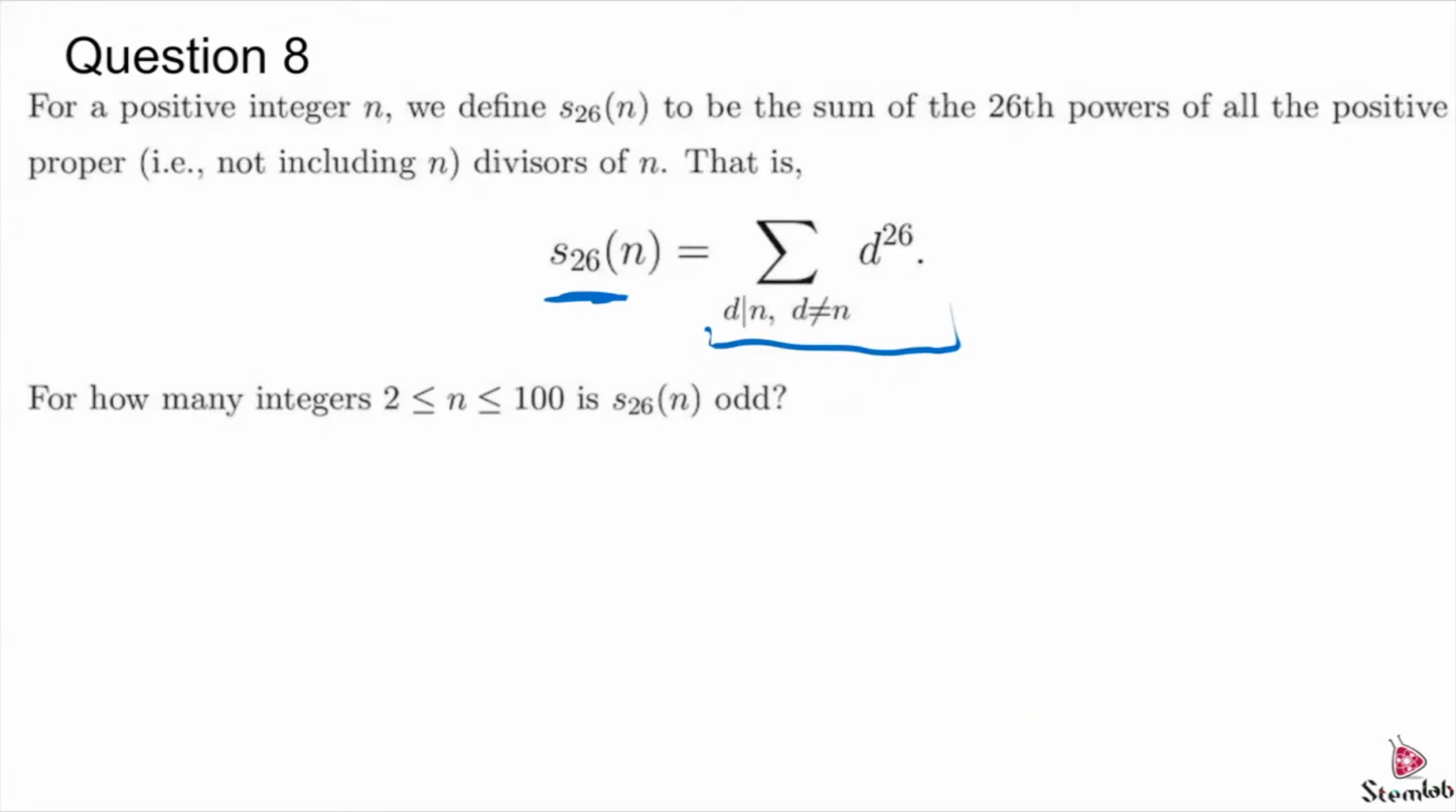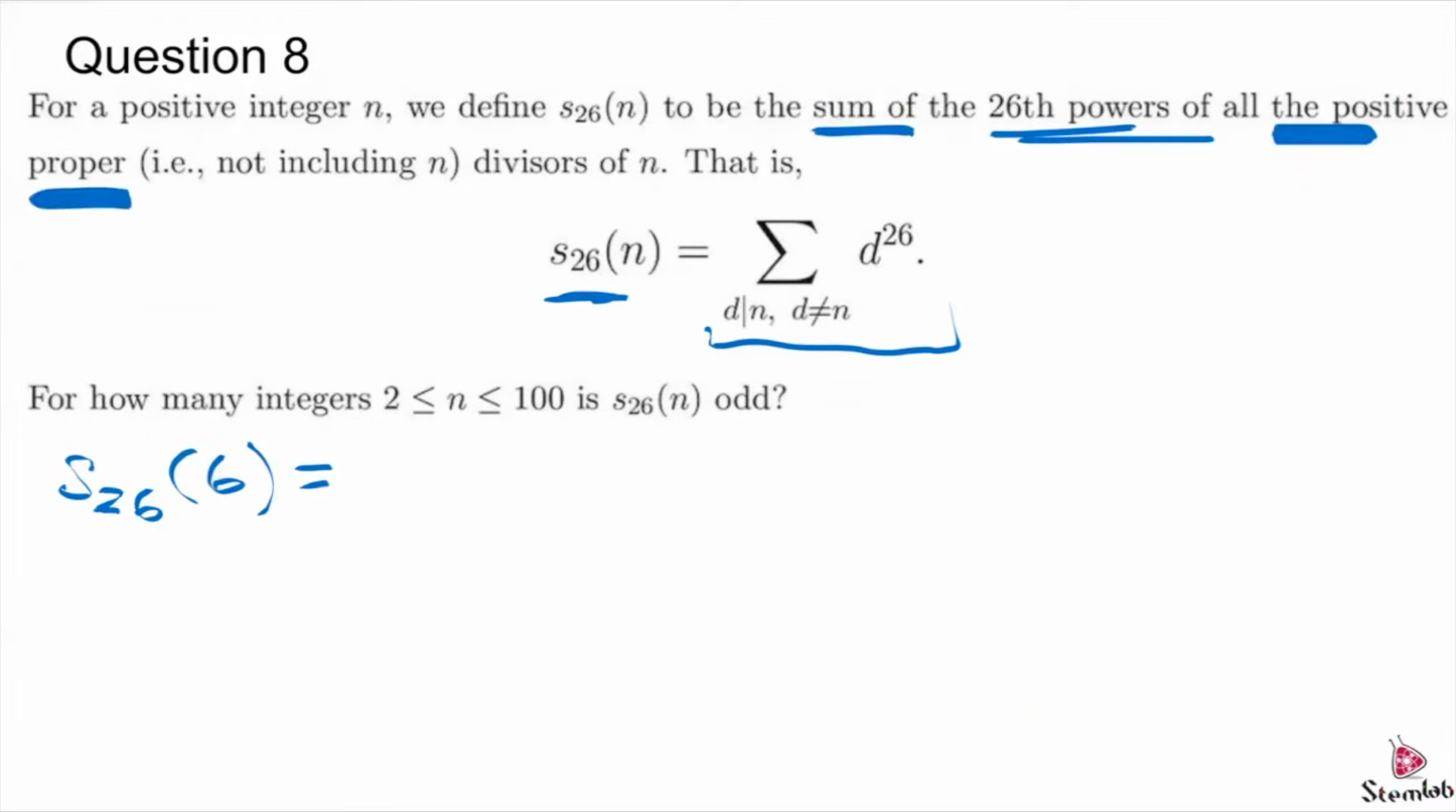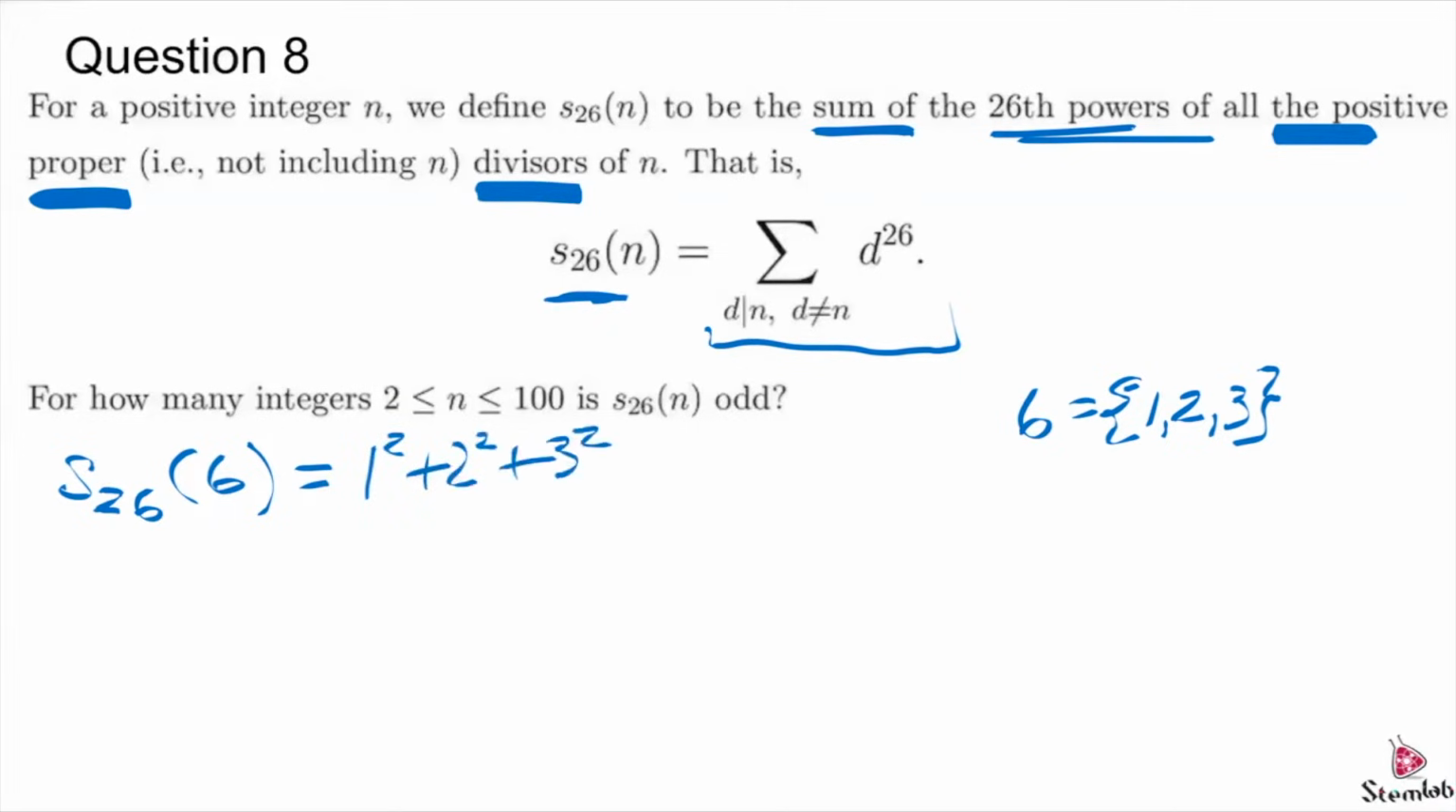So let's try it out. S sub 26 of, let's say, 6. It's the sum of the 26th powers of all the positive proper divisors. The proper divisors of 6 are 1, 2, and 3, basically all the factors except 6. So we can write s sub 26 of 6 as 1 to the 26th plus 2 to the 26th plus 3 to the 26th.